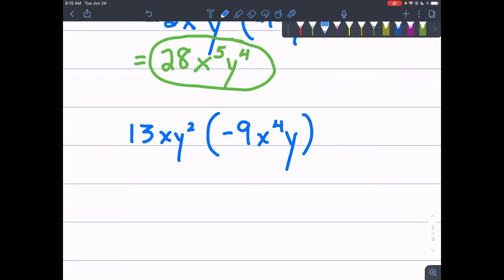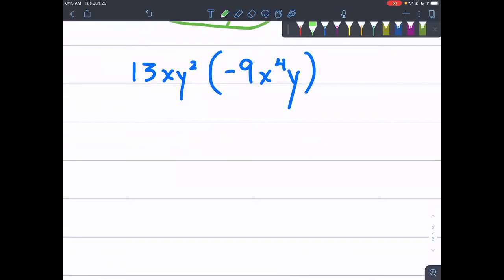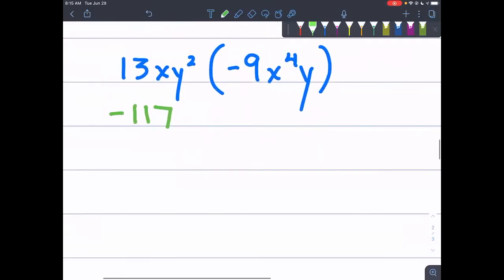13xy squared times negative 9x to the 4th y. On your calculator, you can do 13 times negative 9. Negative 117. Make sure you don't forget that that x there does have an exponent. You might pencil that in. It's x to the 1st.